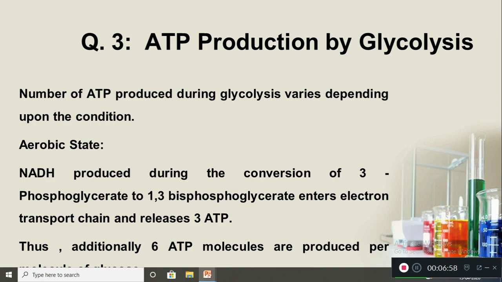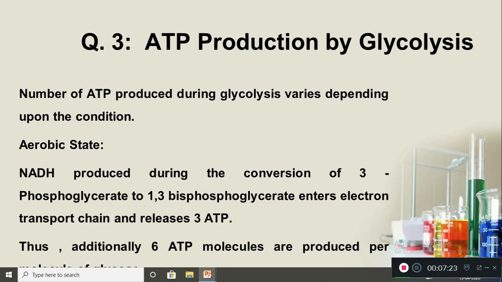So basically the production of ATP in the glycolysis reaction takes place in two conditions. First condition is the aerobic state and the second condition is the anaerobic state. So what is happening in the aerobic state? In the aerobic state, in the presence of oxygen, what is happening?